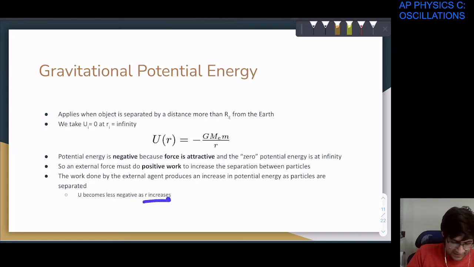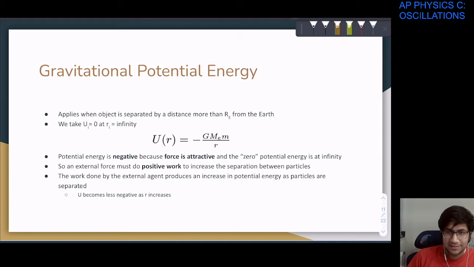As r increases, U becomes less negative. What this means is that as you separate the object further and further away from the Earth, the potential energy becomes less negative and closer and closer to 0, which makes sense, right? Because if an object is infinitely far away, we said that it's 0, and if it's almost infinitely far, it should be negative but close to 0, which follows this trend here.